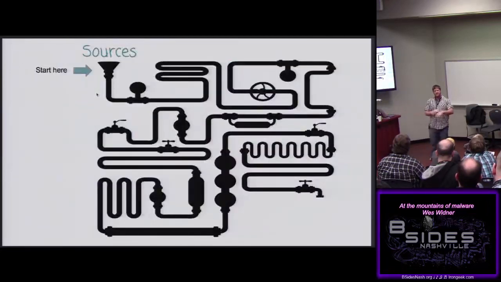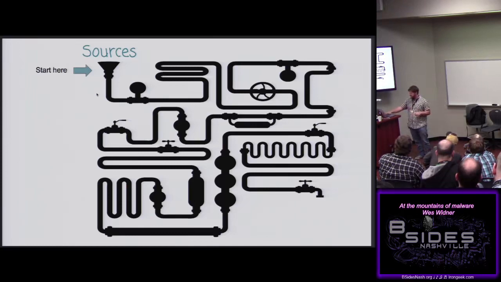So, where does it all start? With the malware pipeline sources. We have to get the malware. Now, this is surprisingly really easy and hard at the same time. It's kind of like the spam thing. It's really easy to get spam, and it's also hard to get good spam.